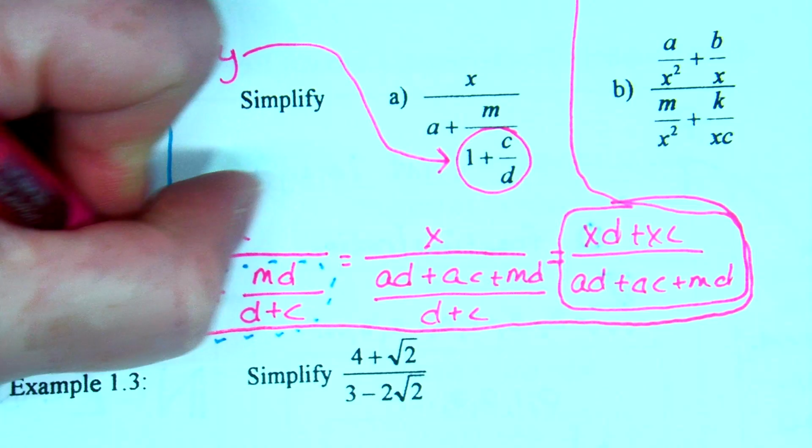Okay, B. B is a slightly different setup. We have fractions being added together and then divided. My recommendation is you add the fractions in the top, add the fractions in the bottom, then you have a fraction divided by a fraction. Can you deal with a fraction divided by a fraction? That's what we just did a bunch, right?